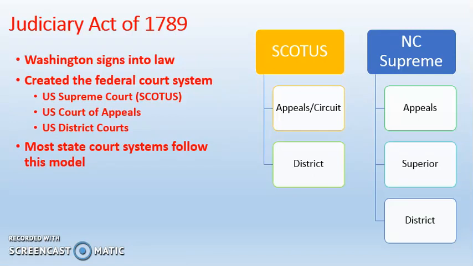All right, we're on part 2 of President Washington. So we just talked about the Bill of Rights and his cabinet, and so now we're talking about the Judiciary Act of 1789. In the Judiciary Act, Washington signs it into law. And what it does is it creates the federal court system.